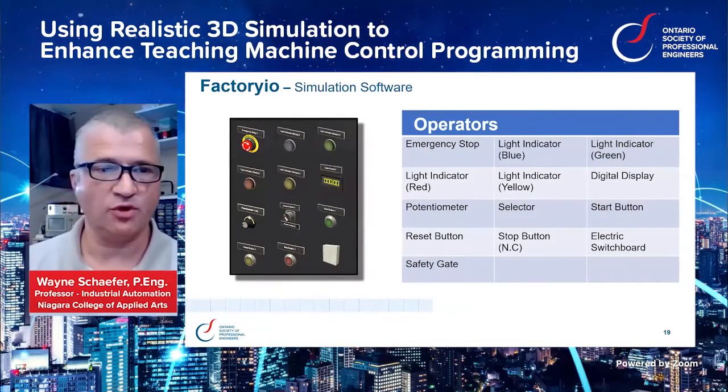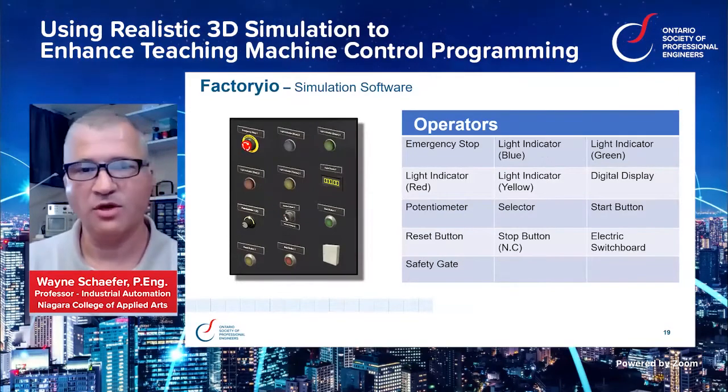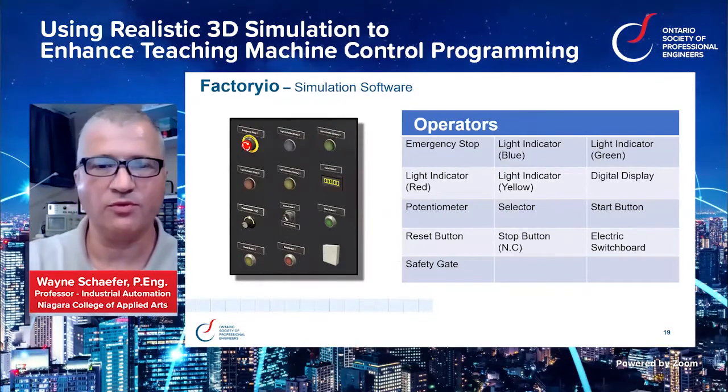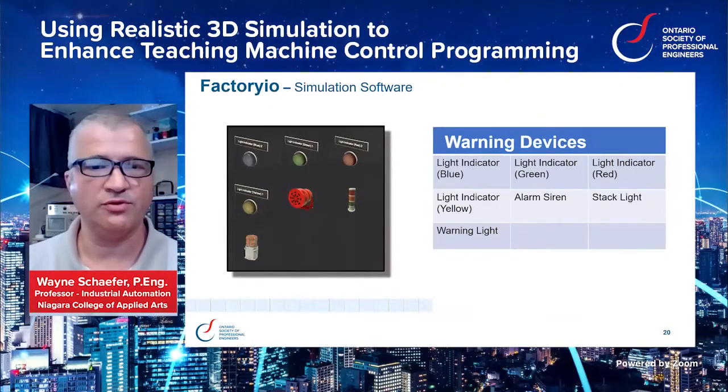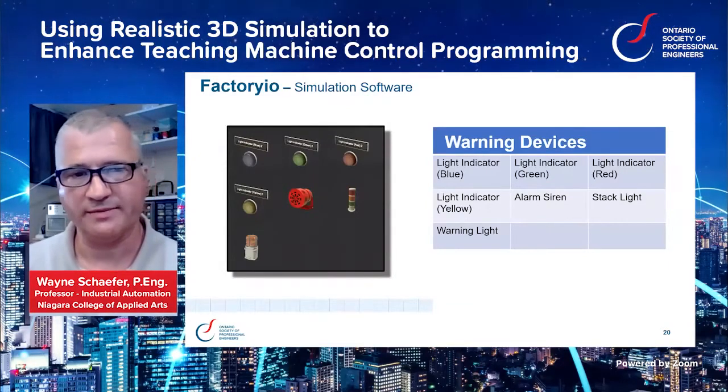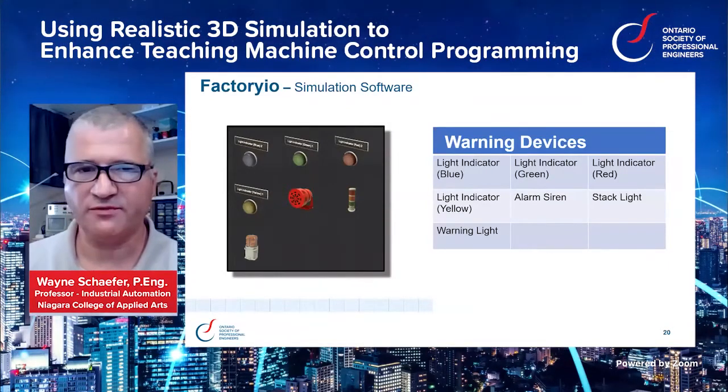Of course, there's a control box that you can use to mount all these indicators on top of to make it more realistic. Under the warning device category, we also include the addition of a warning siren, a 3-stack pole light, and a rotary warning light. And that's pretty much all you need for these simulations.